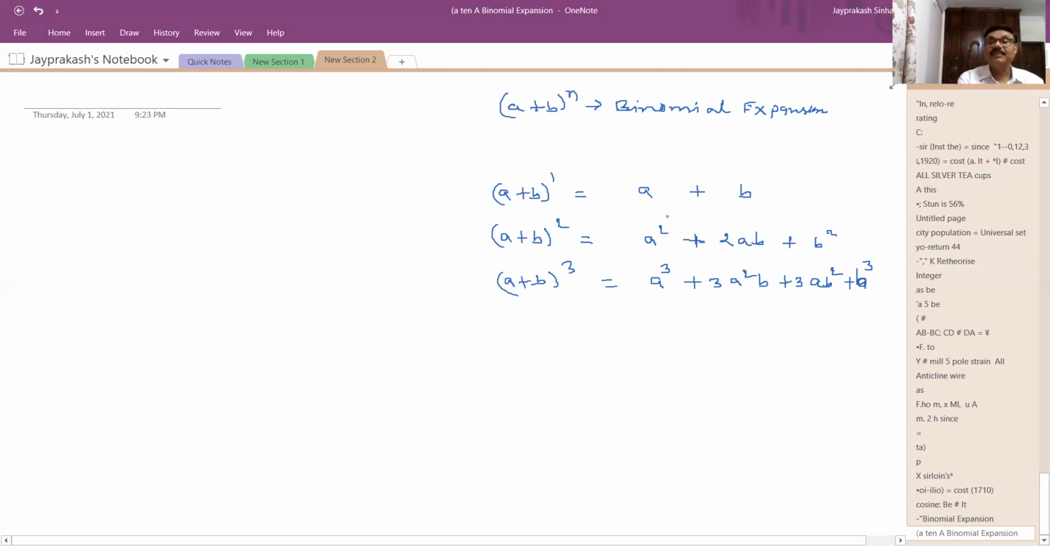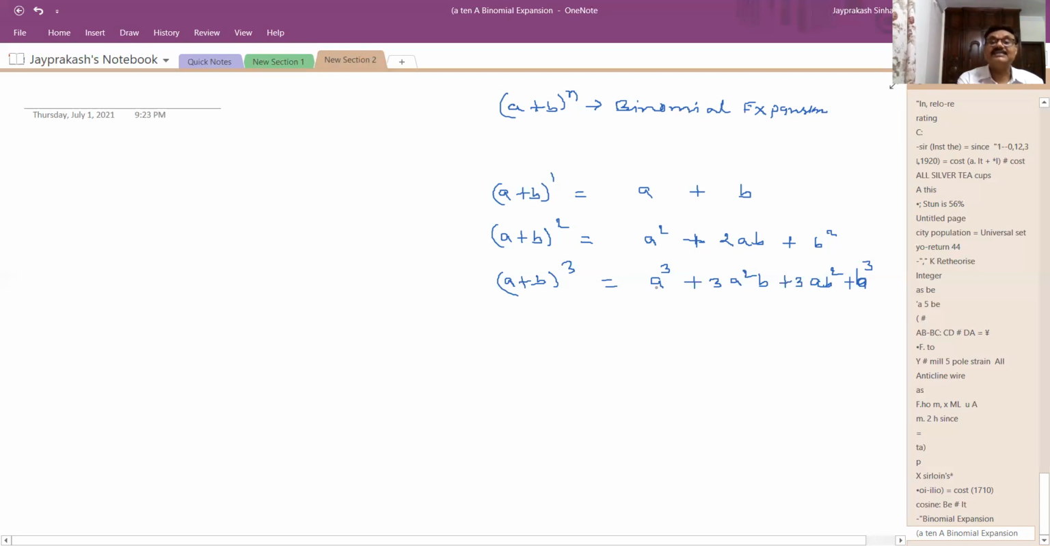And what is that? See, by observing this, we find that there is some pattern. The number written before a or before b, the number written before a², before ab, before a²b, like 2ab, 2 is the coefficient of ab. Here a² means the coefficient of a² is 1. Here only a is there, it means the coefficient of a is 1. Here b is written, it means the coefficient of b is 1, 1 into b.